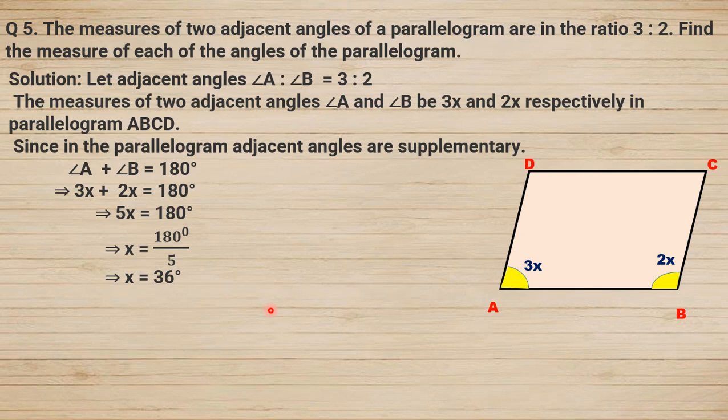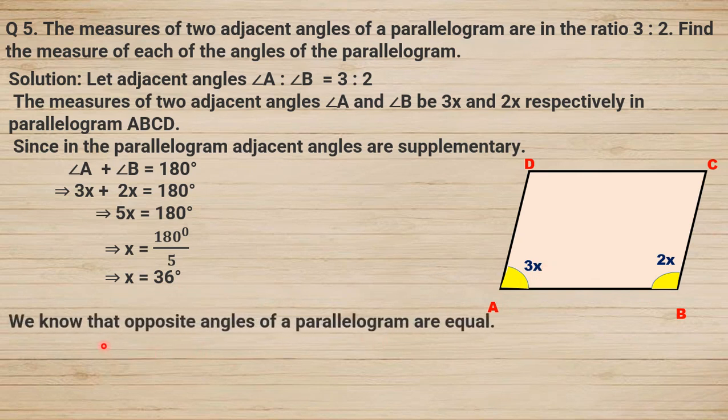Now we can find the value of angle A and B by putting the value x as 36 degrees in these two angles. Also, in a parallelogram opposite angles are equal. That means angle A and angle C are the opposite angles. Angle B and angle D, they are opposite angles. Now we get that angle A is 3x, that means angle C is also 3x. Similarly angle B is 2x, so angle D is also 2x.